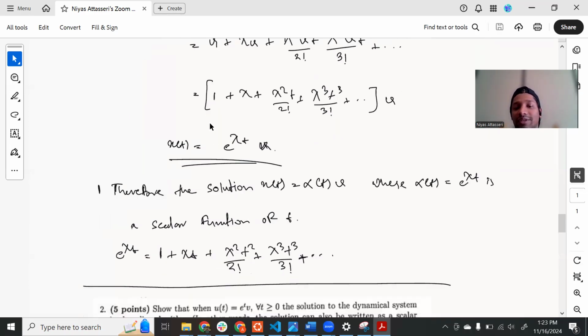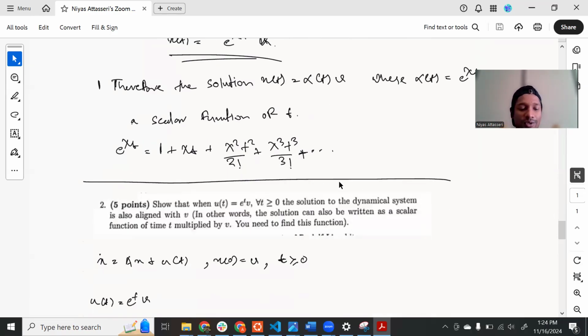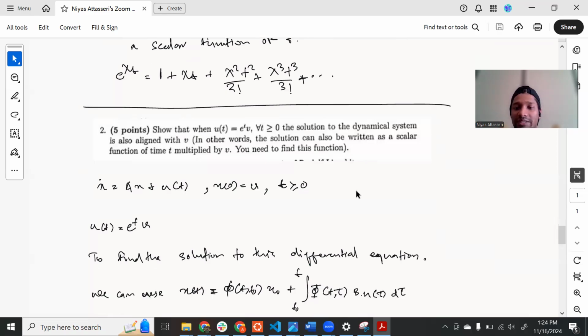Now we have this in the form that we are asked for, where alpha(t) is equal to e raised to lambda t, and alpha(t) is a scalar function of t. That's what the constraint was, and we have satisfied it, and we have the solution here. Now, e raised to lambda t is like 1 plus lambda t and so on, so you can see that this is a scalar function of t. There's no matrix involved in here. So that's pretty simple. It was tricky to solve in the midterm, but it looks simple once you understand each of the properties very well.